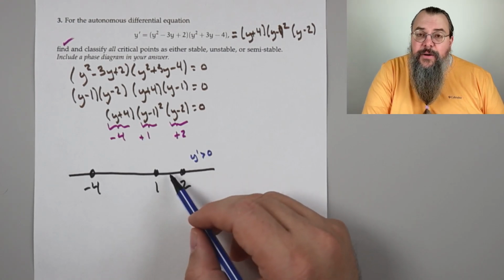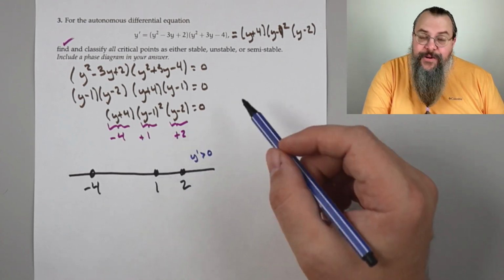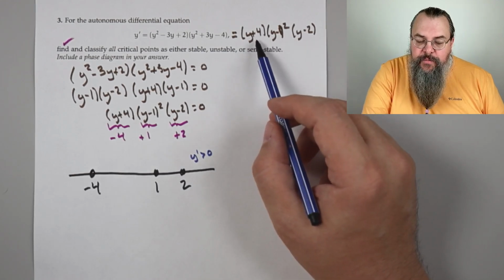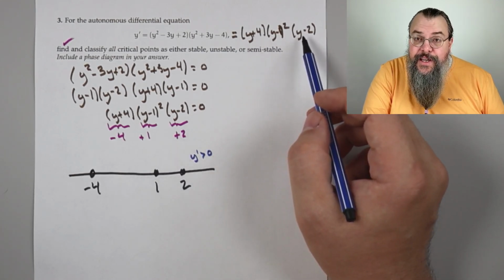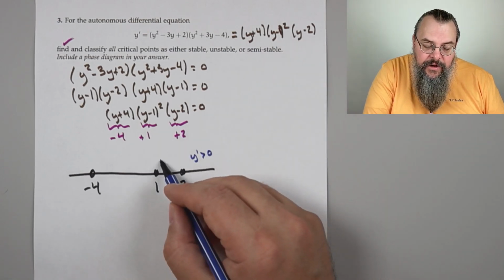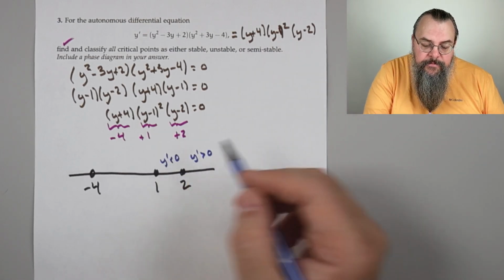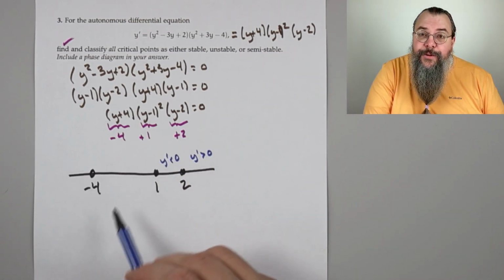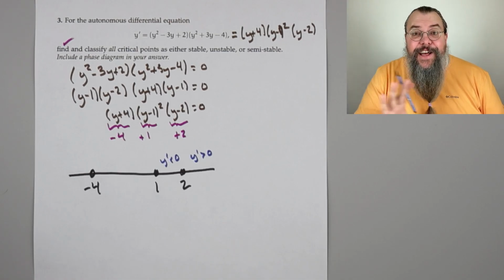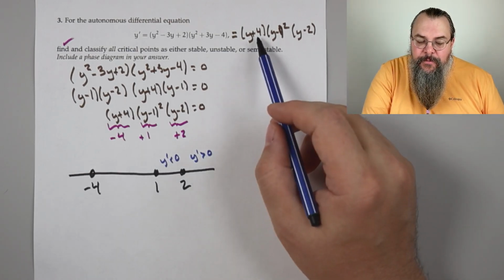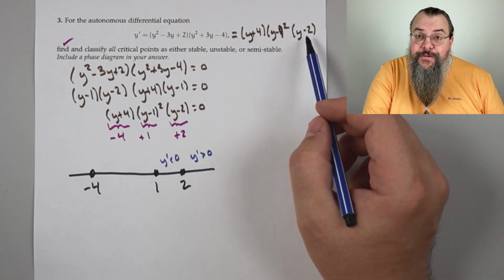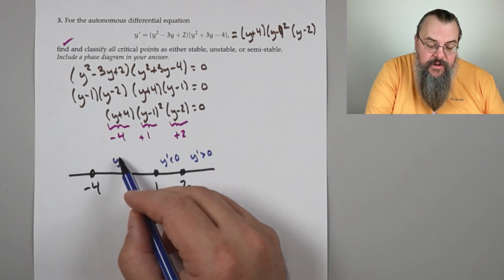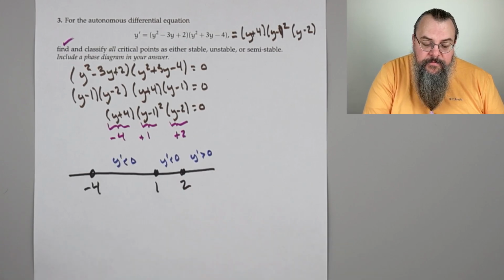Between 1 and 2, let's say 1.5, 3 halves. 3 halves plus 4 is positive. (3 halves minus 1) squared is positive. 3 halves minus 2, negative. So now we're negative. Between minus 4 and 1, 0. Plus 4, positive. Minus 1 squared, positive. Minus 2, negative. So the net, when you put them all together, is we're still negative.